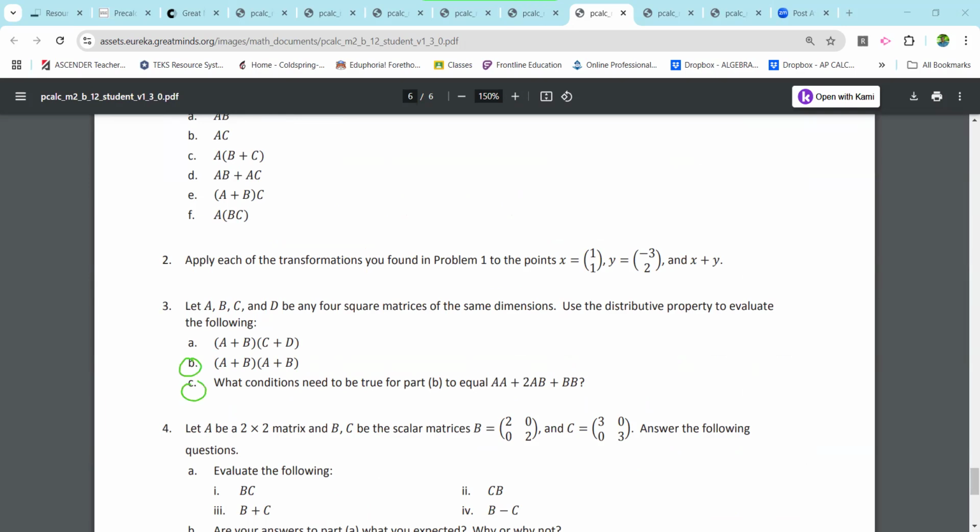On part B and C, you are asked to first multiply A plus B and A plus B by plugging in some matrices and seeing what you get, and then asking yourself, is that the same thing as AA, 2AB, BB? When you first look at it, what's your response? No, why?